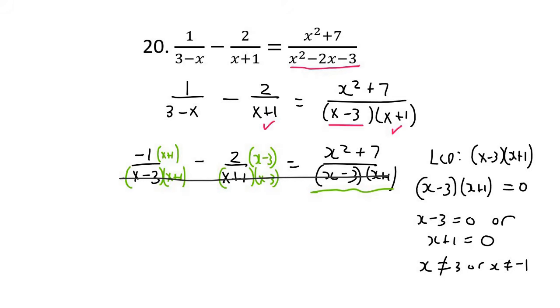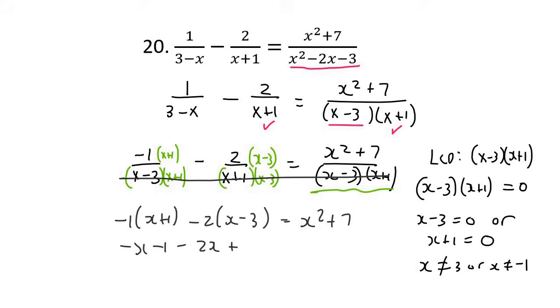And now just write out whatever you have at the top. Don't try to do any of the brackets yet. I see a lot of students try that and then they make mistakes. Just write it out like that first. Now start multiplying in. So minus x minus 1 minus 2x plus 6 equals x squared plus 7.